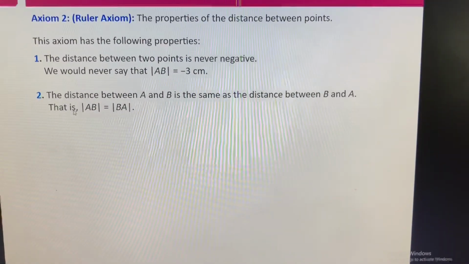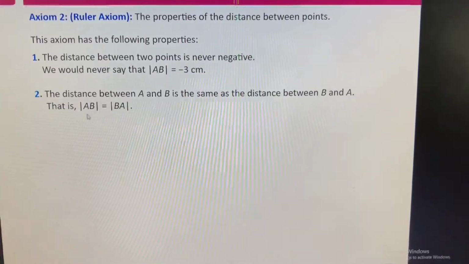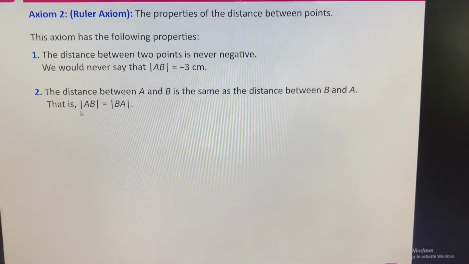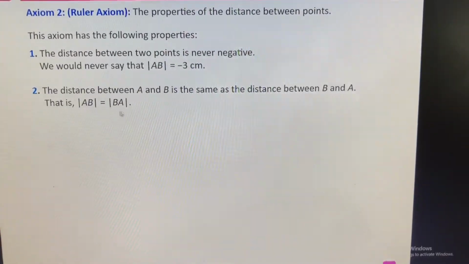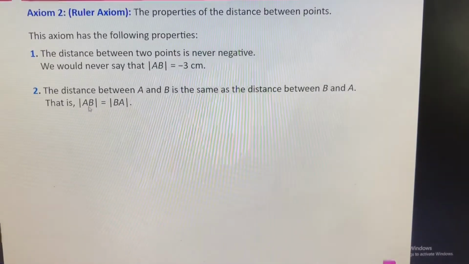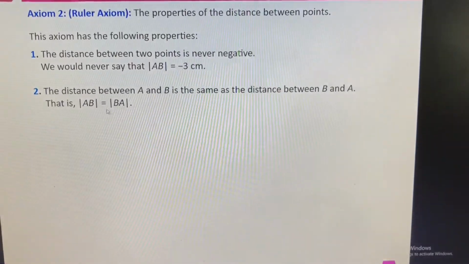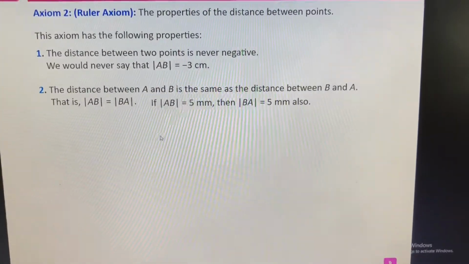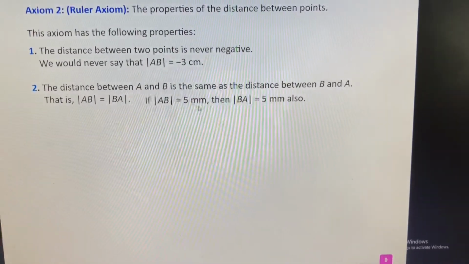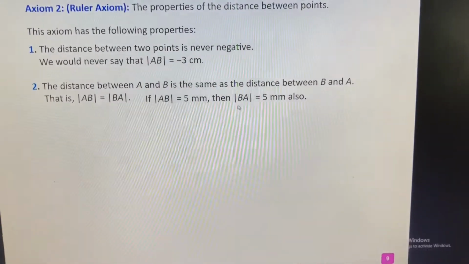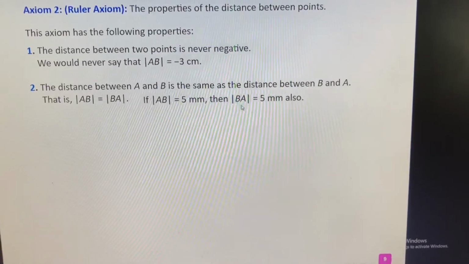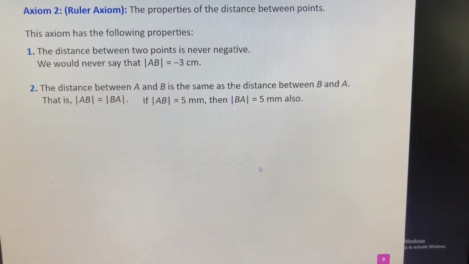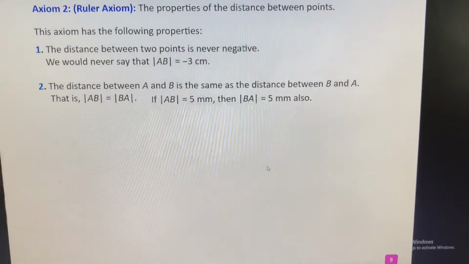In other words, it doesn't matter which order we put the 2 points inside our little lines, they're going to have the same measurement. If we measure from A to B, it will give the same answer as if we measured from B to A. So if A to B is 5 millimeters, then if we turn our ruler the other way round or our page the other way round, it's still going to be 5 millimeters. It's still the same line segment that we're measuring.